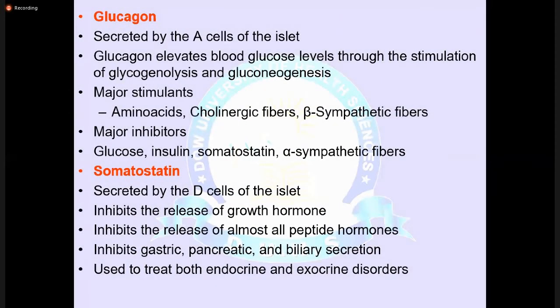The alpha cells are concerned with the release of glucagon. Glucagon elevates the blood sugar level through the stimulation of glycogenolysis and gluconeogenesis, whereas insulin lowers the level of blood glucose within the circulation. The inhibitory hormone that you have is somatostatin. It inhibits the release of the growth hormone and also the release of insulin and glucagon.